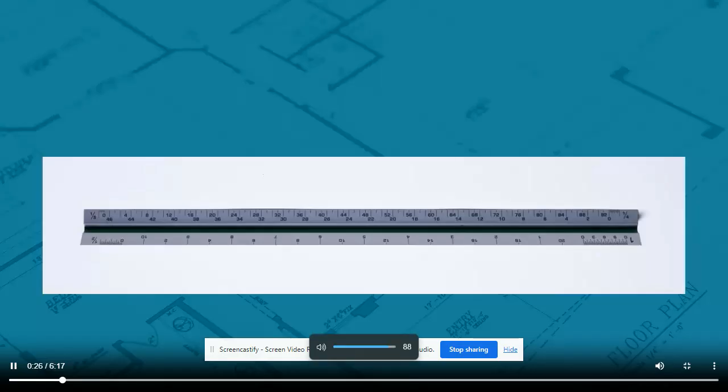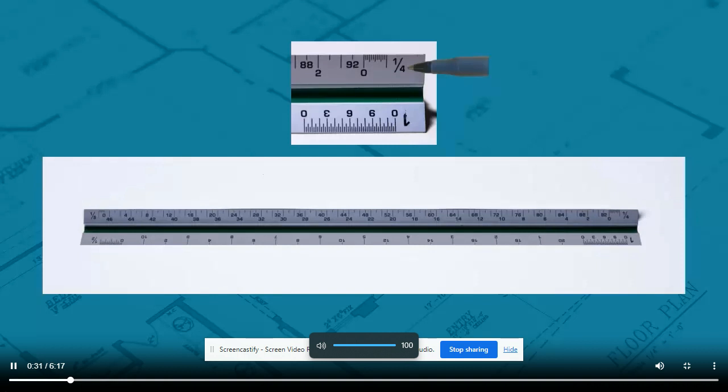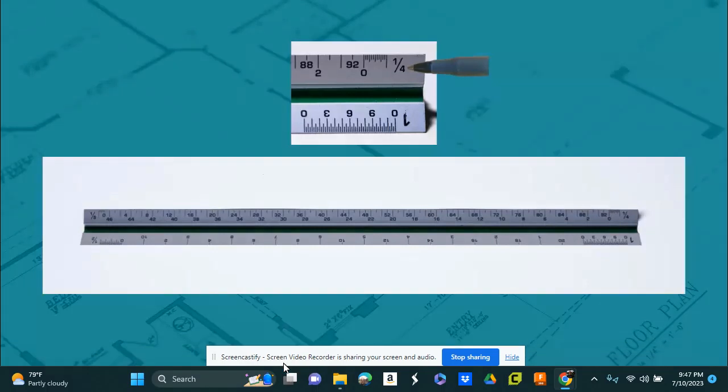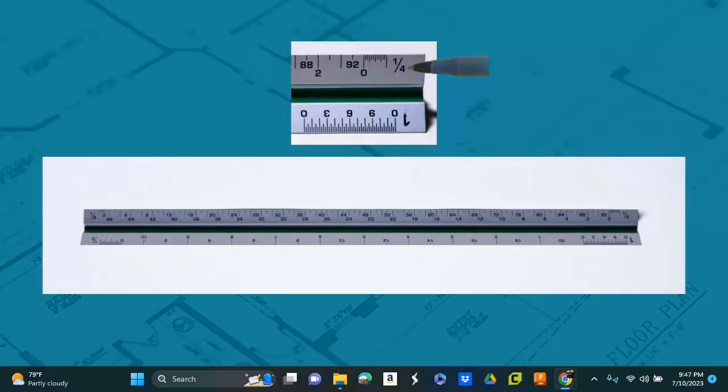This is an architect's scale. Notice the 1/4 inch scale label that the pen is pointing to. This label indicates how many inches equal 1 foot for this scale. In other words, this side of the ruler is for the scale of 1/4 inch equals 1 foot.